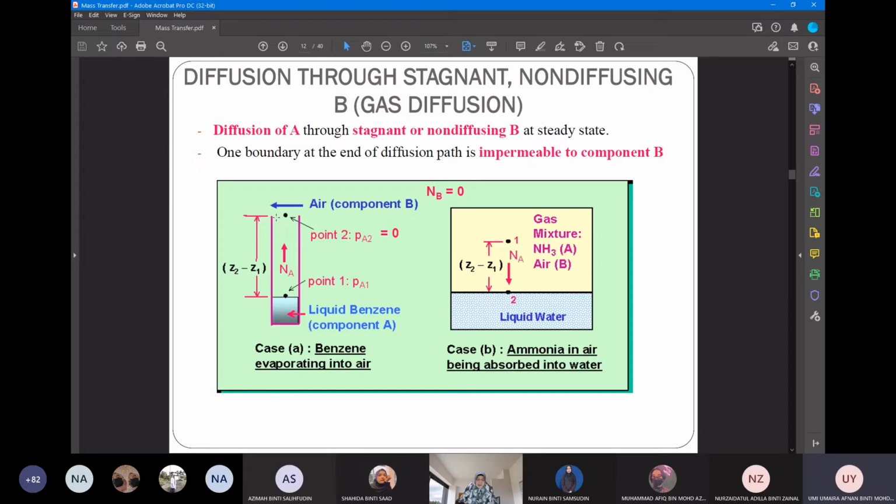So in a tube, okay, if component A moves from position 1 to position 2, the distance traveled is equal to Z2 minus Z1. If Z1 represents 0 meter, Z2 is equal to 2 meter. Therefore, the difference in Z, or the distance traveled for the diffusion, is 2 minus 0.